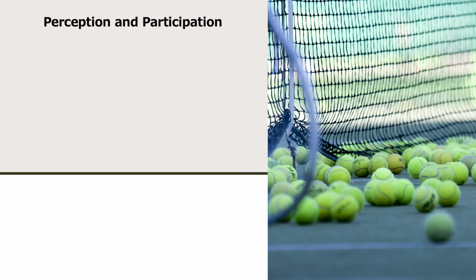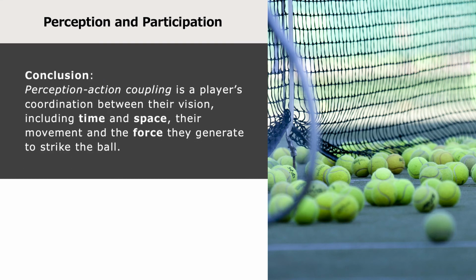In doing that, and that's the idea of the play, practice, play approach, we're trying to develop this perception through participation. The concept you've seen in other videos in our playlist talks about, in motor learning, perception-action coupling. And it's the ability of the players to coordinate their vision, and that includes their anticipation of time and space of the ball coming, their movement and the force that they can generate when they strike the ball, and how they combine those things becomes a critical aspect of their play.